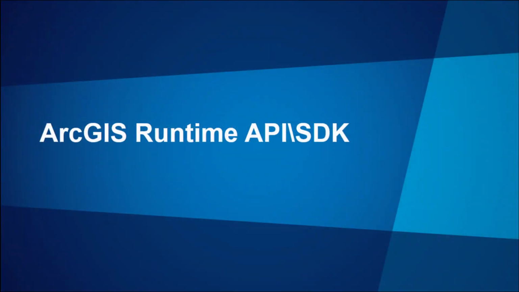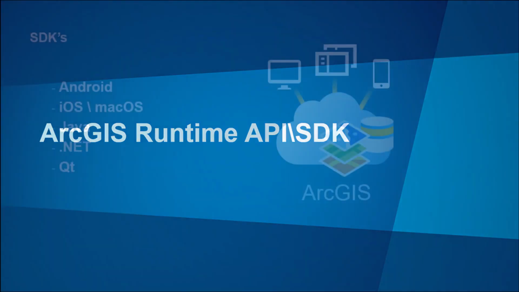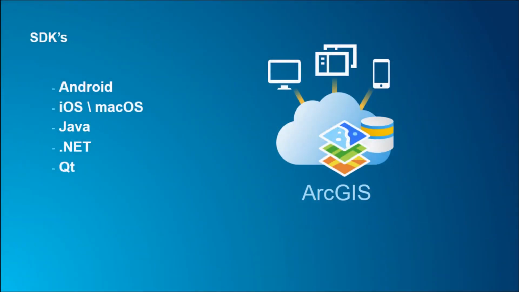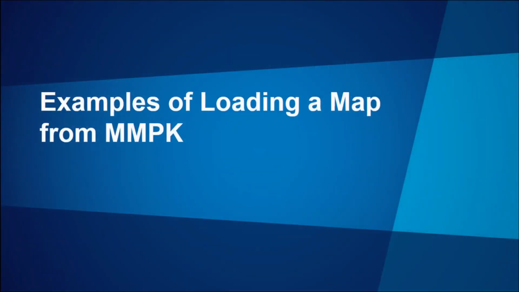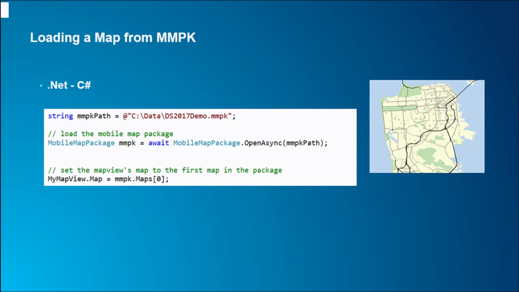So let's talk about the API and the SDK a little bit. As you probably know, we have multiple platforms and languages that we support: Android, iOS, Java. So if we look at the code that we have in our SDK, what we try to do across those platforms is maintain a consistent API. So if we were looking at how to load a map package in .NET, in particular C# in this example, we can create a mobile map package by opening it from a file path that I've defined.